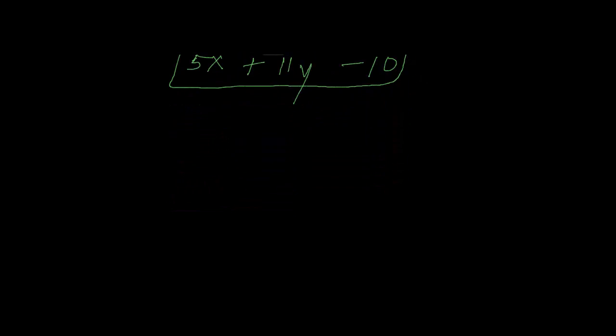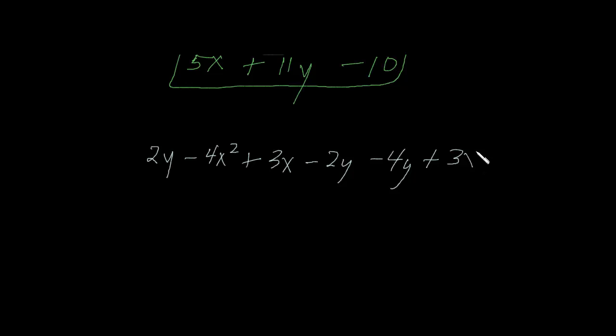Now, sometimes, of course, we'll do this horizontally. They're not always going to be vertical. So let's make up a nice long one here. We have 2y minus 4x squared plus 3x minus 2y minus 4y plus 3x squared. Alright, that's a nice one. Let's see what we have here now.